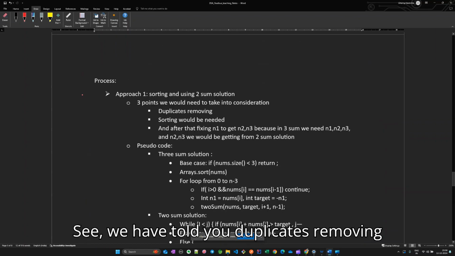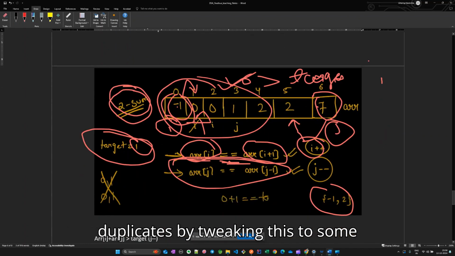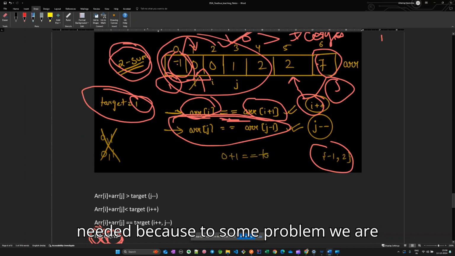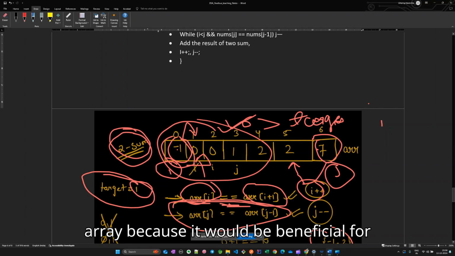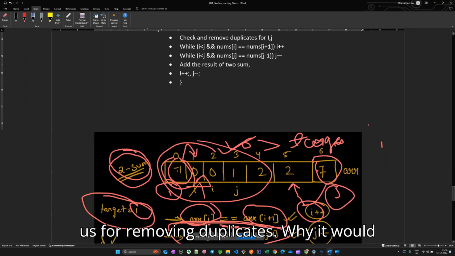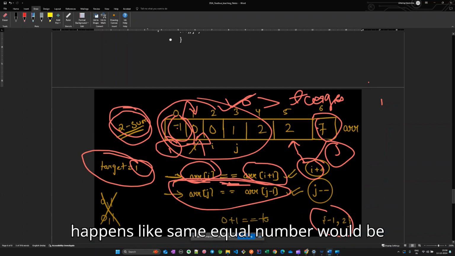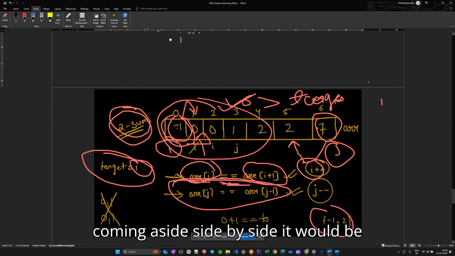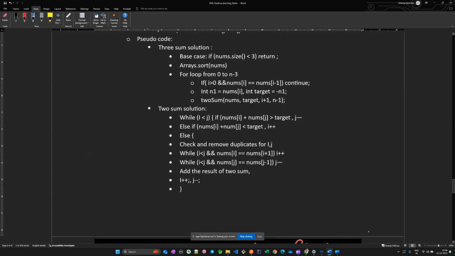See here, we have said that duplicate removal would be happening. Here we are removing duplicates by tweaking this two sum problem, and sorting is needed because we first sort the array, as it is beneficial for removing duplicates. Why is it beneficial? Because in sorting, equal numbers come side by side. This is one of the properties that follows if any list is sorted.